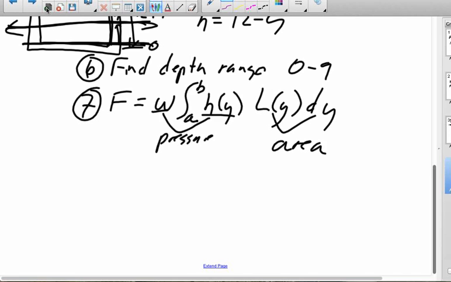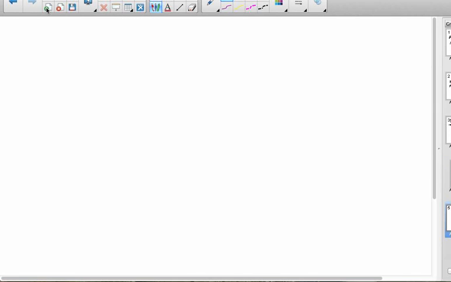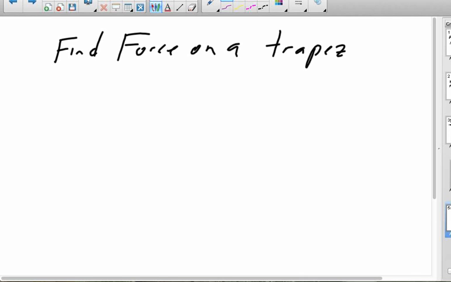So let's work a couple of examples here. The first one is we want to find the force on a trapezoidal wall of a tank.